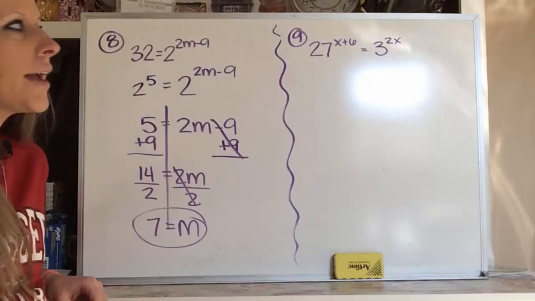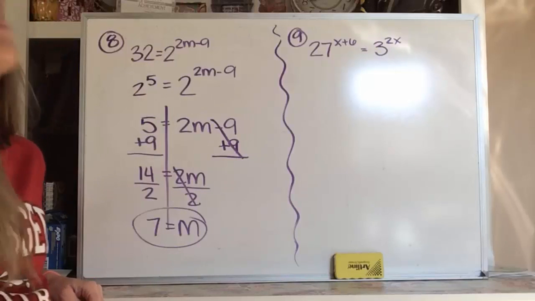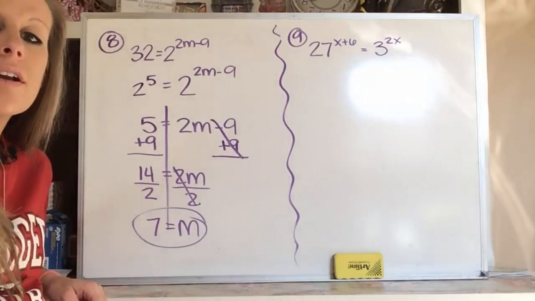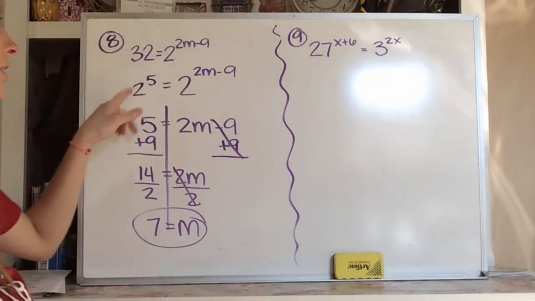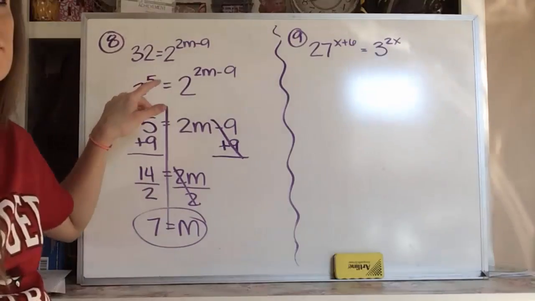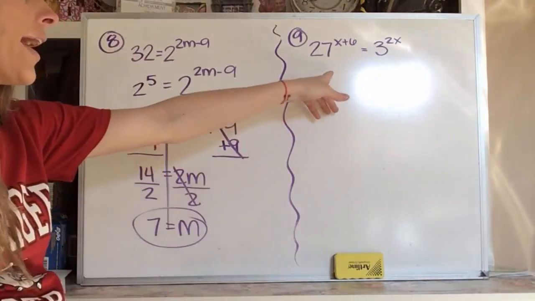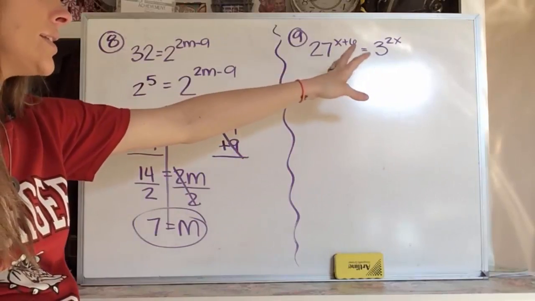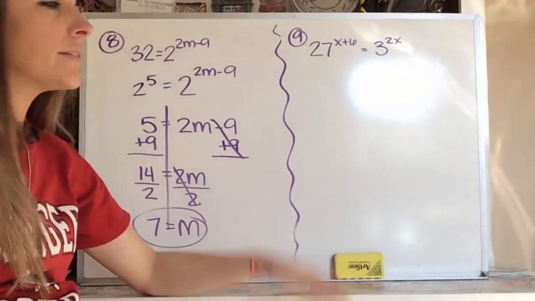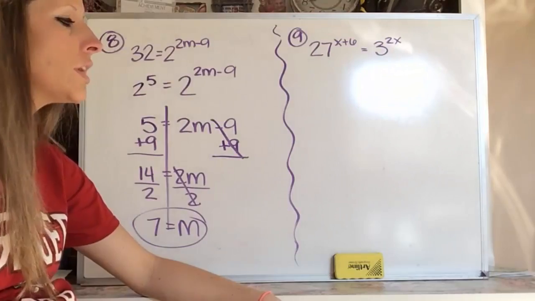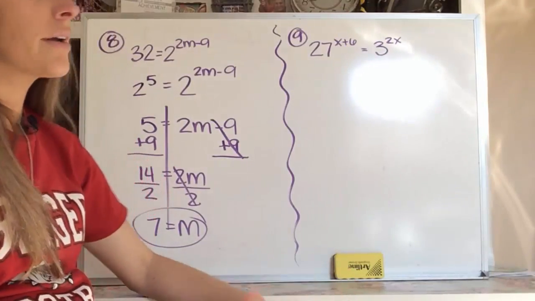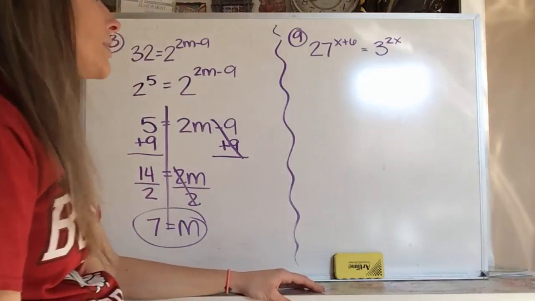Alright, number 9. They made it a little bit harder. Up to now, we've just had a single number on one side. Now we have bases with exponents on both sides. It's just more algebra work, an extra step, that's it.